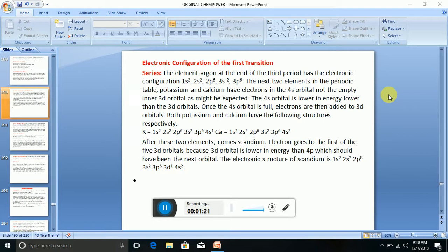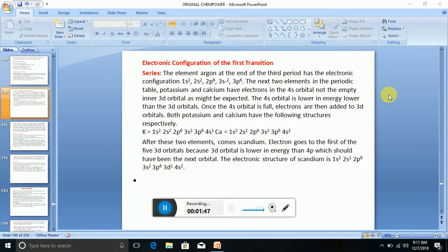K, potassium, is 1s2, 2s2, 2p6, 3s2, 3p6, 4s1, while calcium is 1s2, 2s2, 2p6, 3s2, 3p6, 4s2.